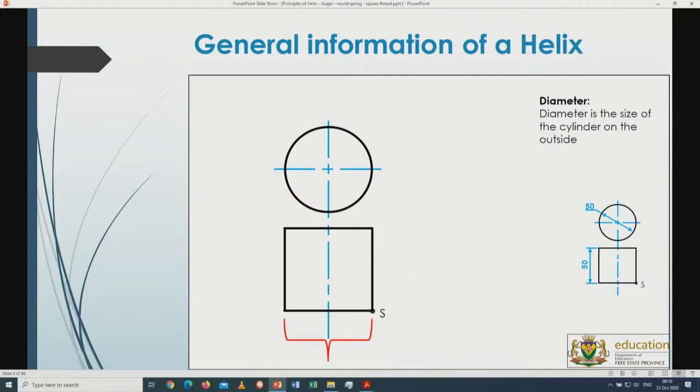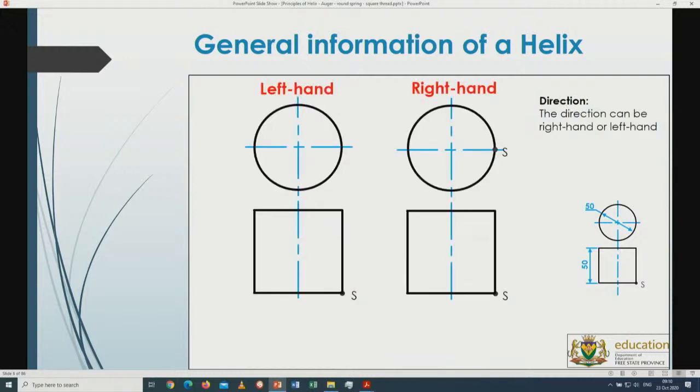Then, of course, you will have to have the diameter. In this case, it's a diameter of 50. Then you will have a start position, which is point S in this case. And then from there on, whether it's left-handed or right-handed.